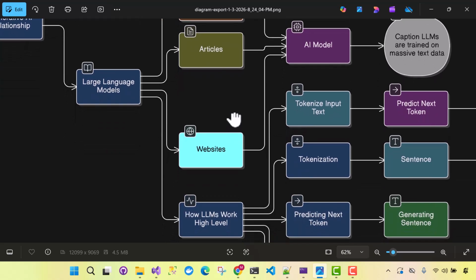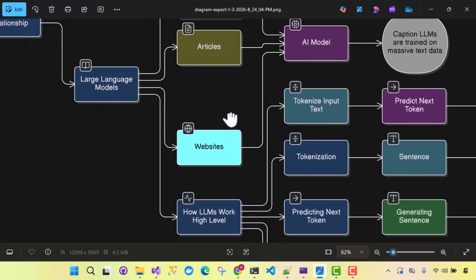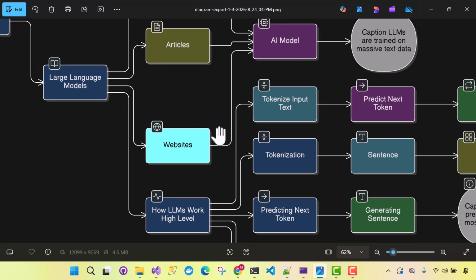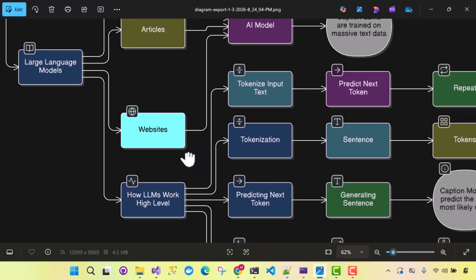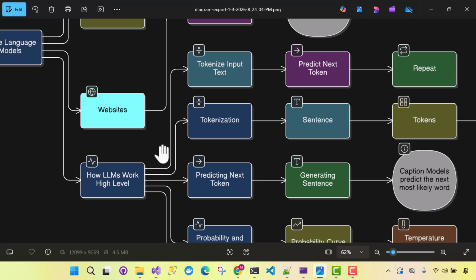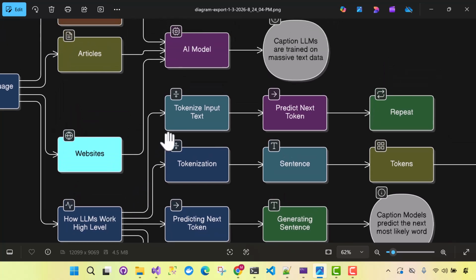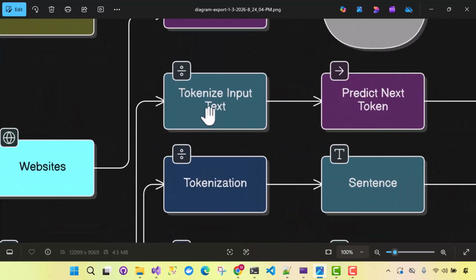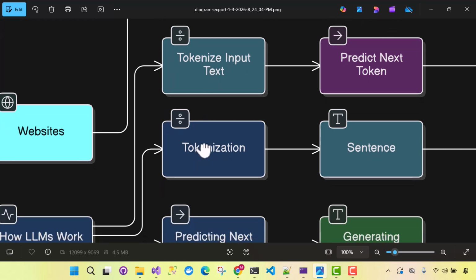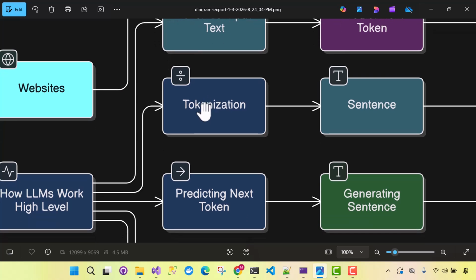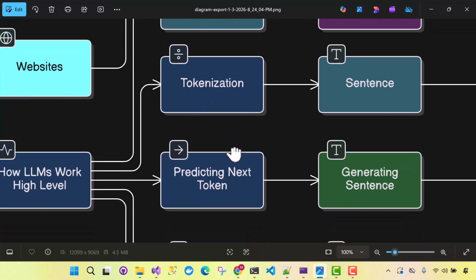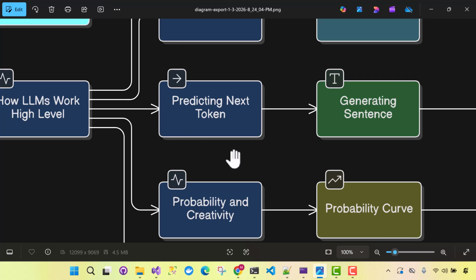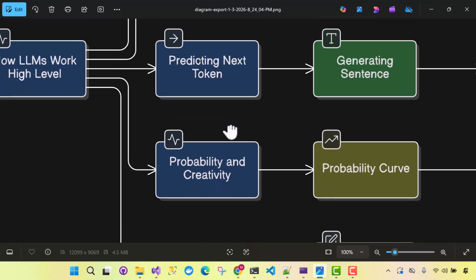Let's look at how models like GPT actually work at a high level. Large language models work best with numbers, not raw text. So the very first step is tokenization. Your input text is split into chunks called tokens. Tokens can be words or parts of words. Each token is mapped to a number. This numeric representation is what the model actually processes.